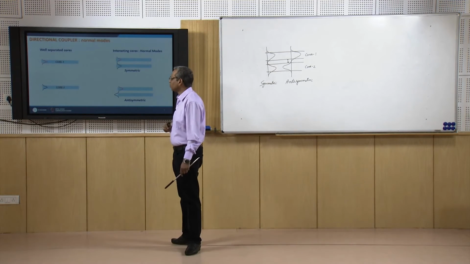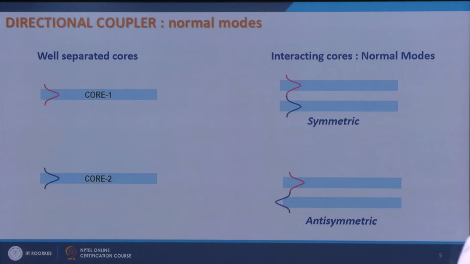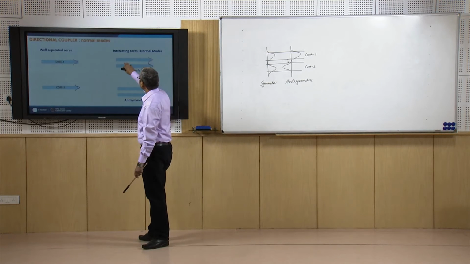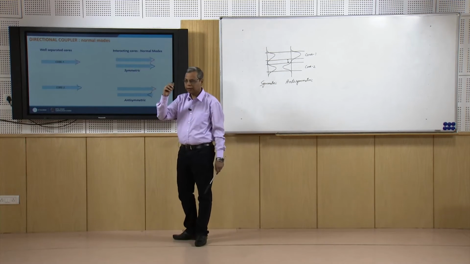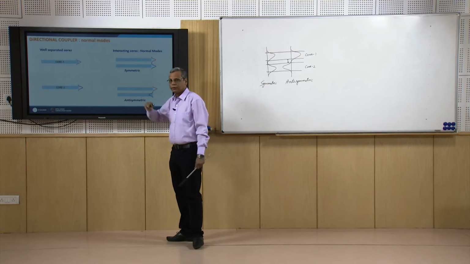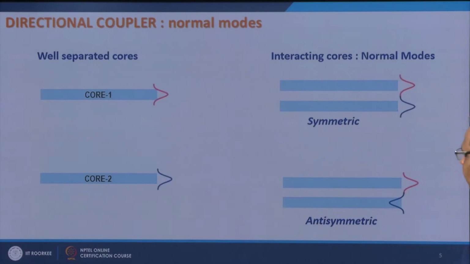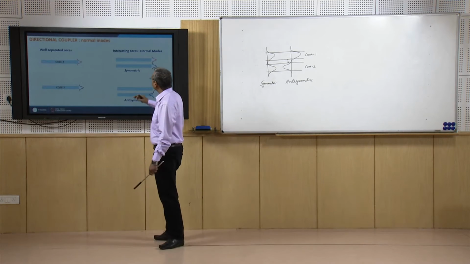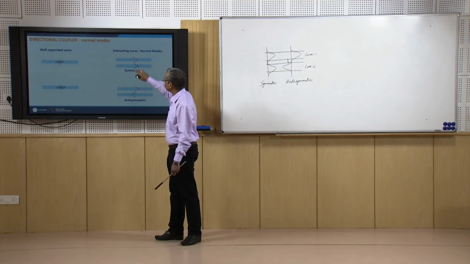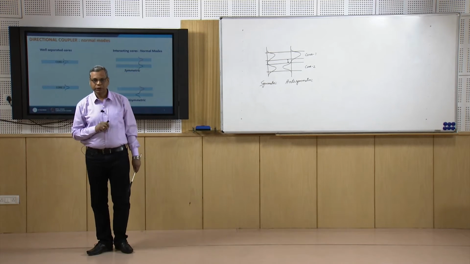So, these are no longer the modes of the system, but now the modes of the system are this and this. So, if I launch this distribution, then it will retain its shape, it will propagate along the composite structure without any change in its shape, and it will propagate of course with certain phase velocity. Similarly, this distribution will also propagate without any change in its shape. So, now the modes of the composite system are this and this, and these are known as normal modes of the system or super modes of the system.